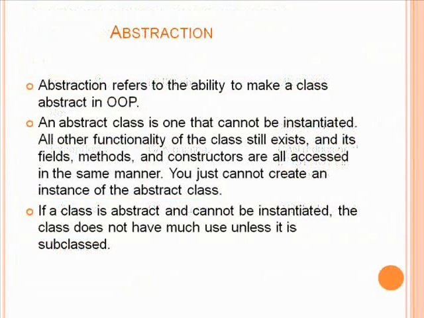Finally, let's look at abstraction, which is another OOP concept. Abstraction refers to the ability to make a class abstract in OOP. An abstract class is one that cannot be instantiated. All other functionality of the class still exists, and its fields, methods, and constructors are all accessed in the same manner. You just cannot create an instance of the abstract class. If a class is abstract and cannot be instantiated, the class does not have much use unless it is subclassed.